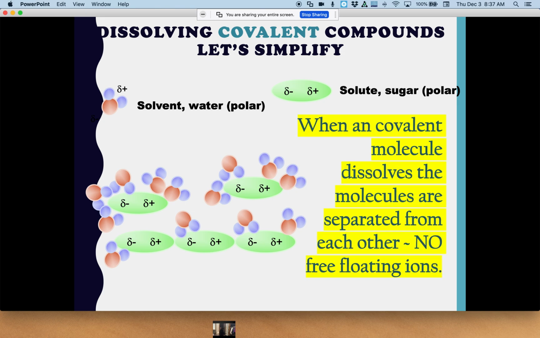So what you don't get, it's the exact same process, but what you don't get are free floating ions when polar molecules dissolve. So I'll give you a minute to write this down. Or if you're watching the video, you can just pause.